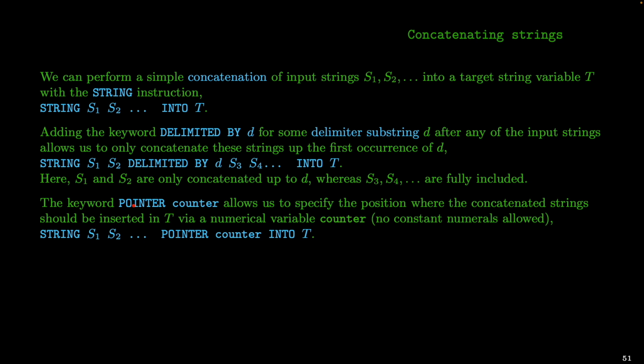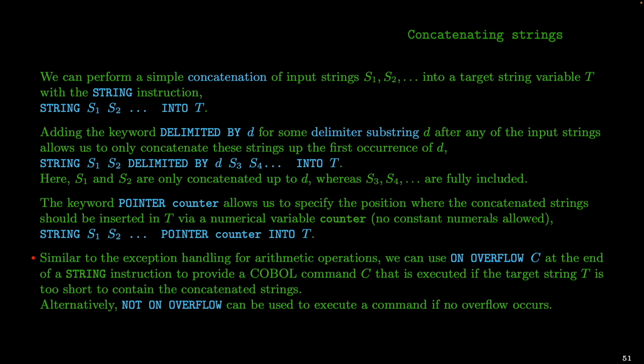We can also use the keyword pointer counter with a counter variable here. That allows us to specify the position where the concatenated strings should be inserted in T. So counter points to a position in our target string T, and at that position we will write all the concatenated strings. Now note that for counter you have to use a numerical variable. You cannot give this value as a constant here.